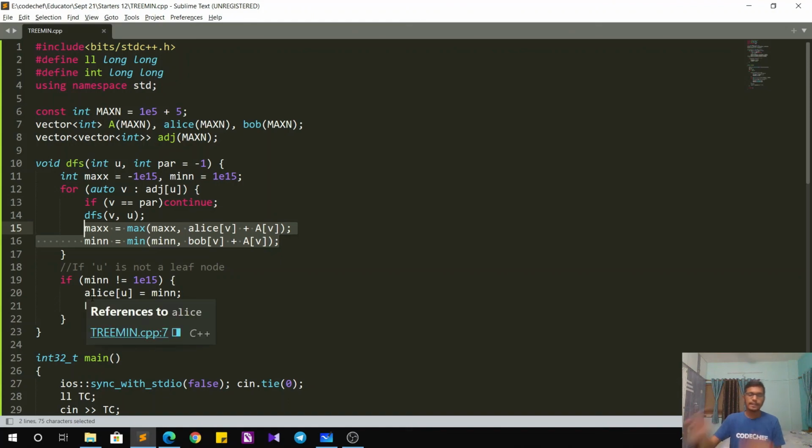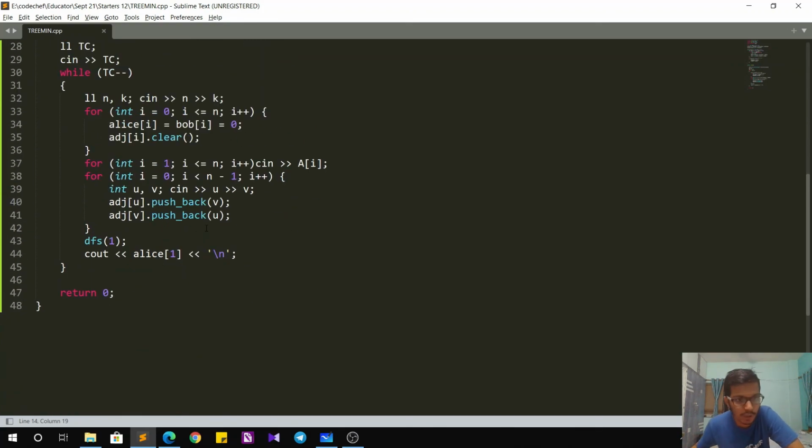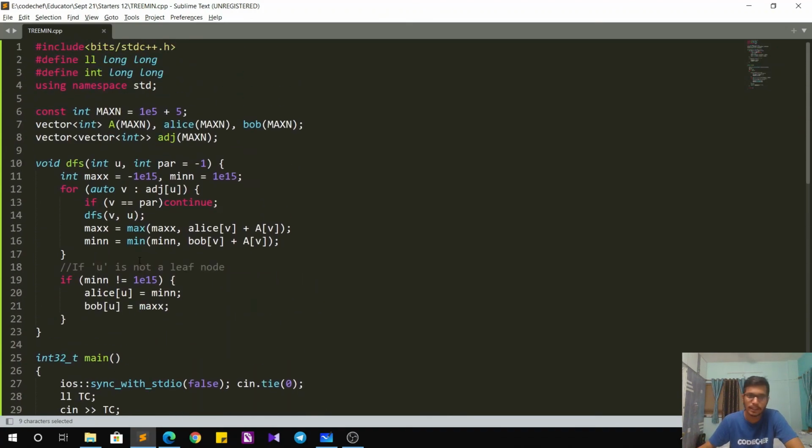So that's it, the DFS does all the part. We travel bottom up, and all the values get updated as we just saw in the solution approach. And finally, we just output the value of Alice of 1. That is, what if Alice had begun the game at the root node, and that is what is asked in the question. So that's it with the implementation. If you know DFS, it is pretty simple and standard stuff.